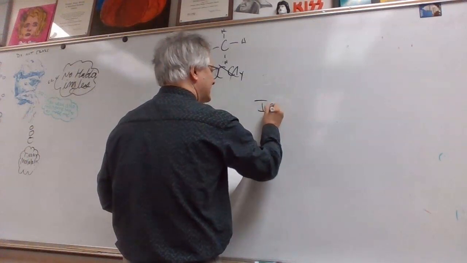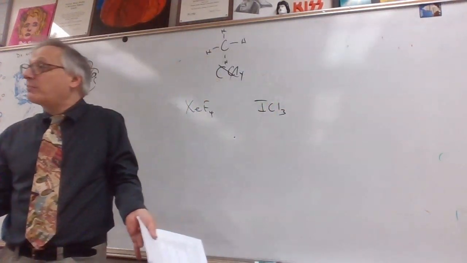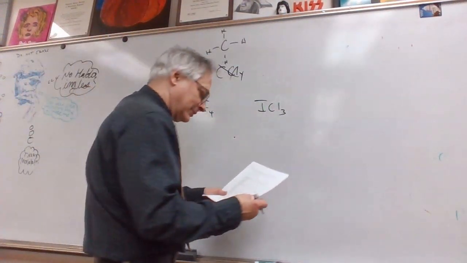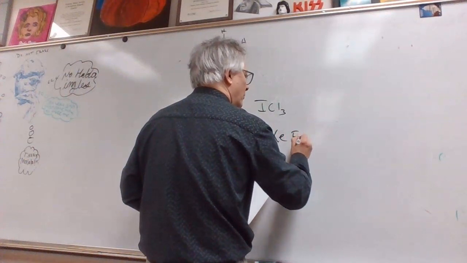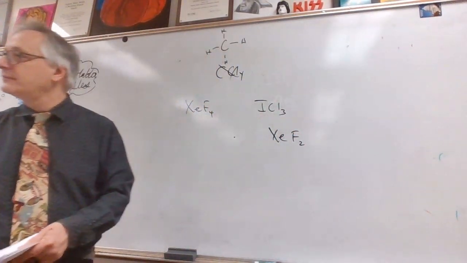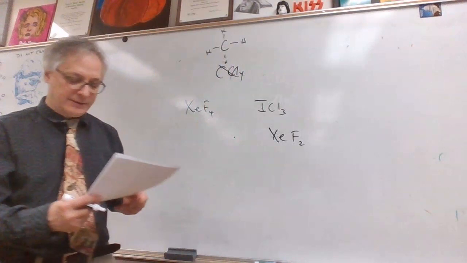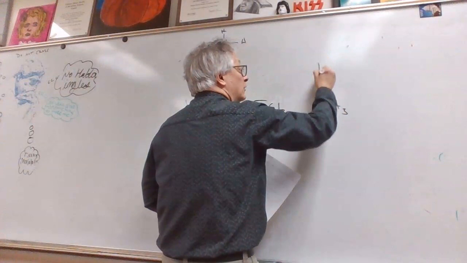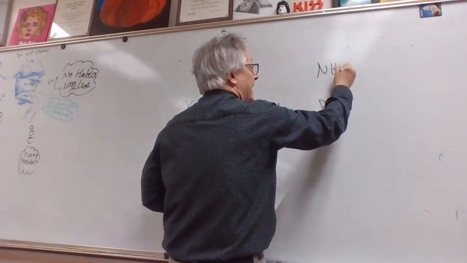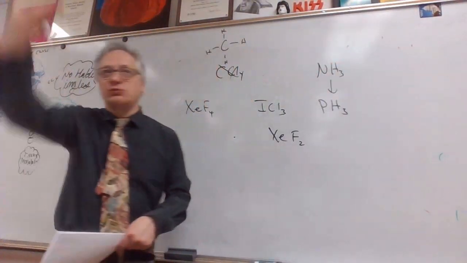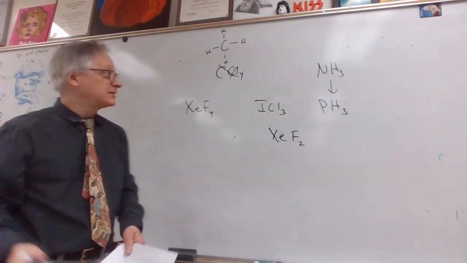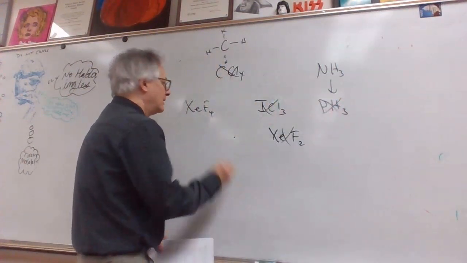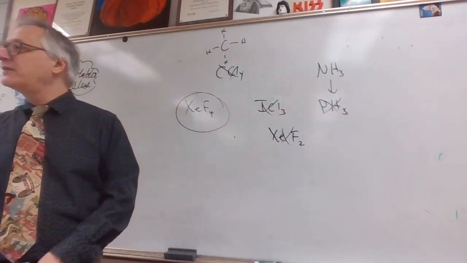And then the other one's ICl3. That can't be square planar because you've got 3 things bonded to I. Xenon difluoride. No way that's square planar. You don't have 4 things bonded to the central thing. PH3, you should know that is going to look exactly like NH3 because phosphorus is just 1 step down. So by process of elimination, that goes away, that goes away, that goes away, and that goes away. So you could prove to yourself that that's going to be square planar.